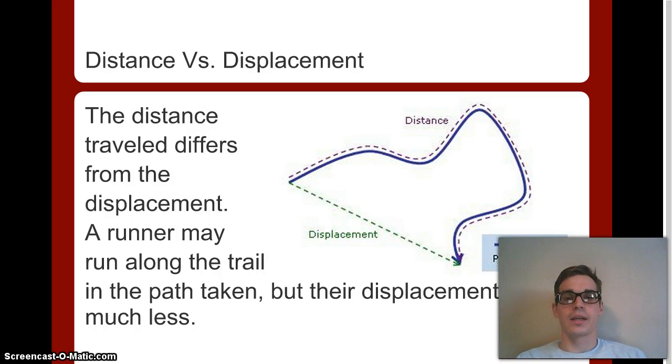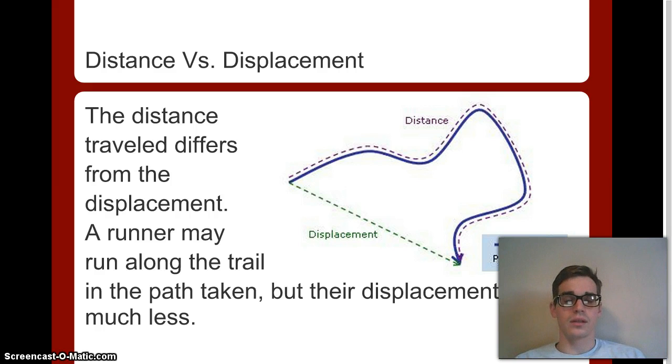Today we're going to be talking about distance versus displacement. We'll also be talking about speed versus velocity, and we're going to be talking about these two in order to start to define what a vector is. Let's go ahead and start off with distance versus displacement.